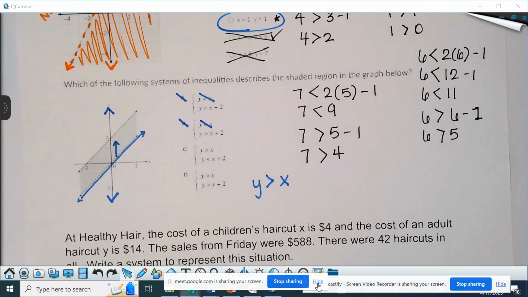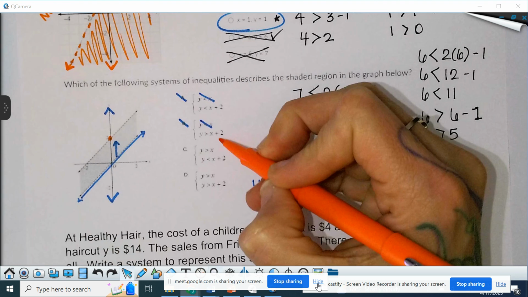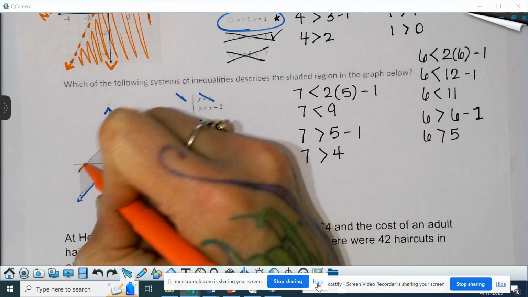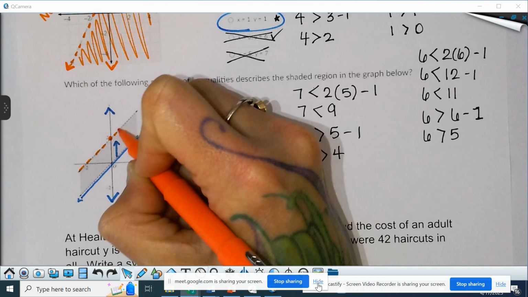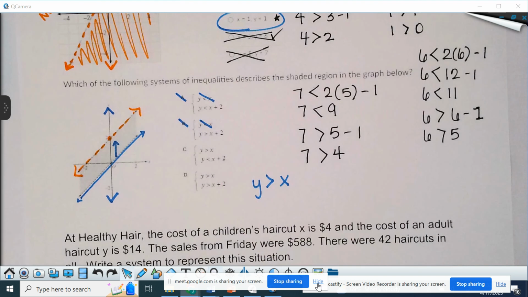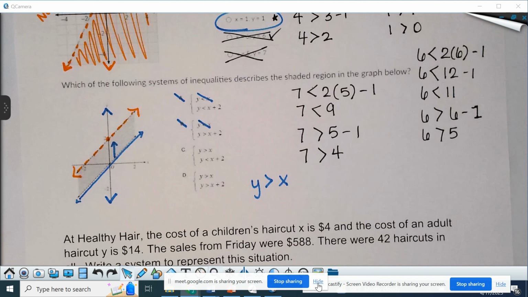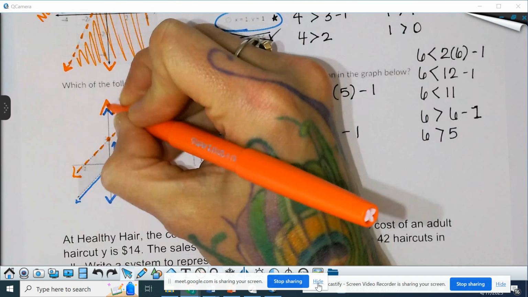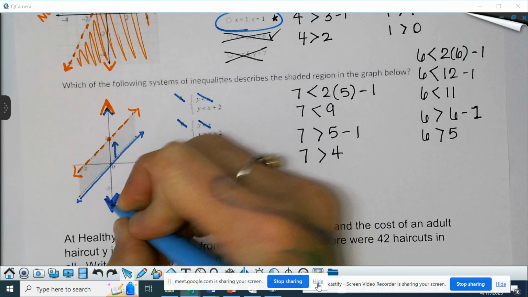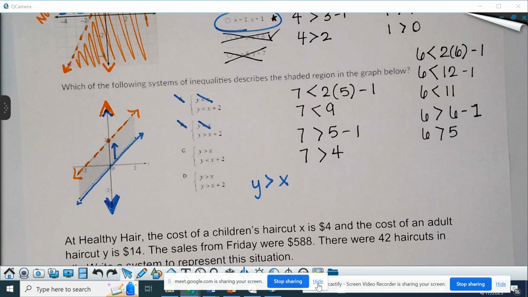Looking at our next line, its y-intercept is at 2. All of these have 2, so that didn't help us get rid of one yet. It is a dashed line with a 1-to-1 slope because it looks pretty close to parallel to the other. So again, we should not see an answer with an equal to in it. It should just be an inequality. And now is that one shaded up above it towards the greater than arrow or towards the less than arrow? So looking from the orange line, it is shaded towards the less than, so it's shaded down.